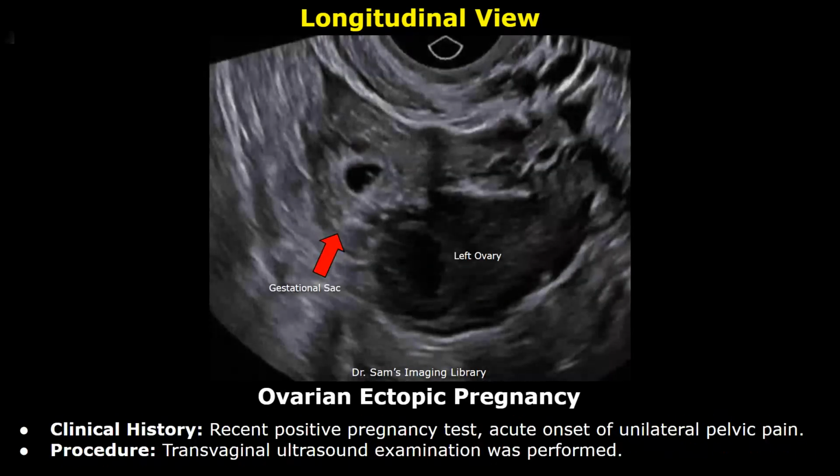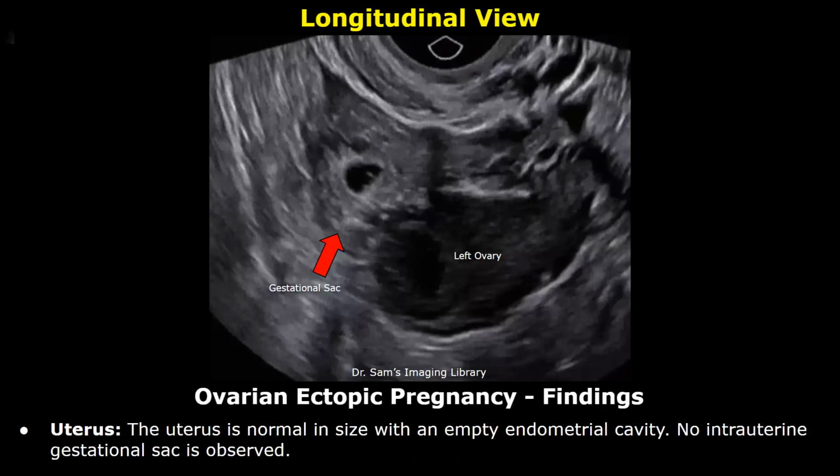Now we have a report for ovarian ectopic pregnancy. Clinical history: recent positive pregnancy test, acute onset of unilateral pelvic pain. These are the findings. The uterus is normal in size with an empty endometrial cavity. No intrauterine gestational sac is observed.